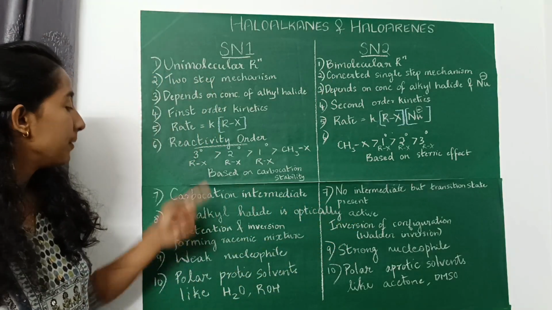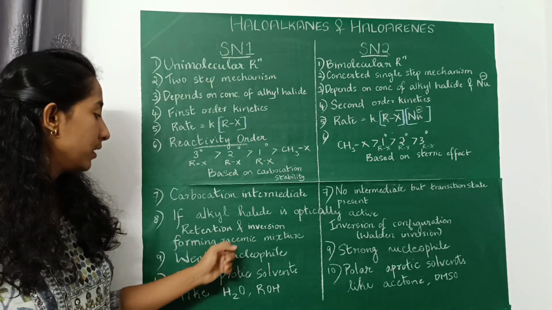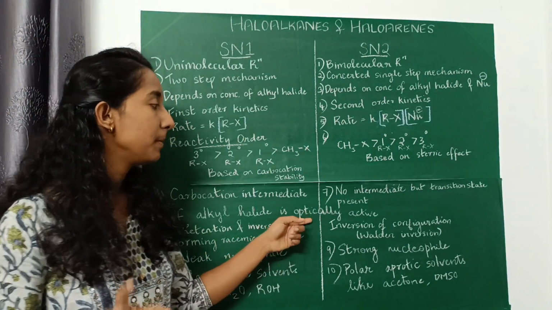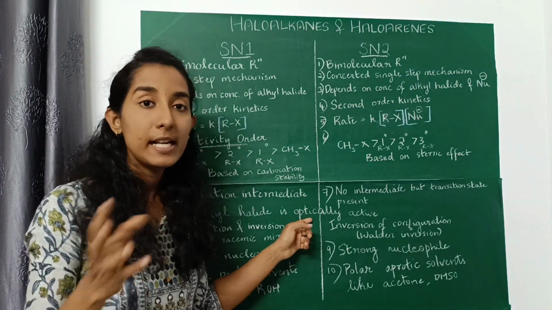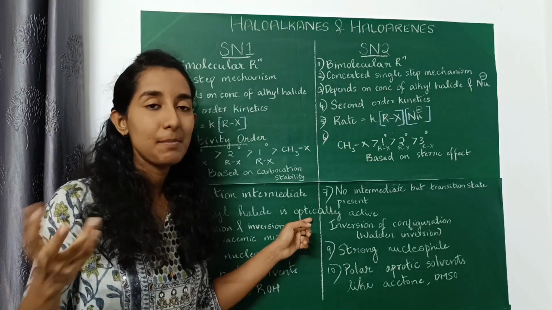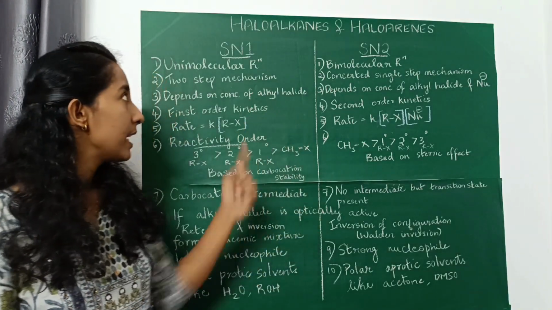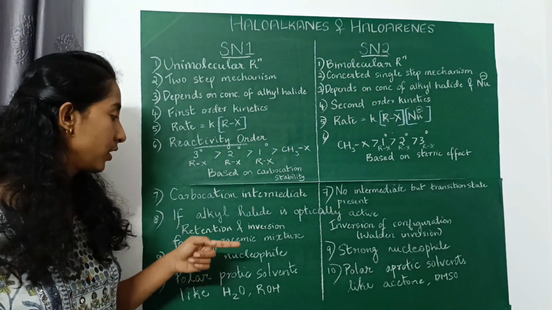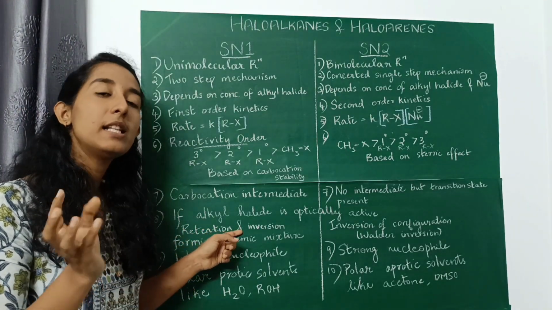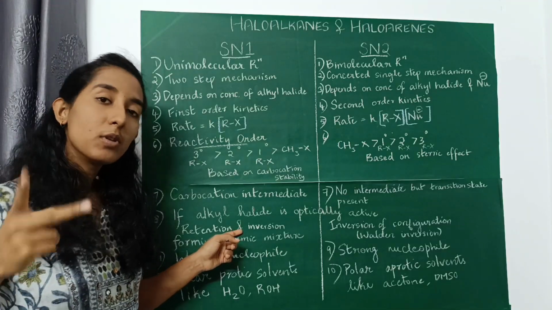Then for SN1, if the alkyl halide is optically active, retention and inversion of configuration take place, forming a racemic mixture. We will discuss optically active compounds in detail in the next video. Optically active compounds are compounds which can rotate plane polarized light. If the alkyl halide is optically active, in the case of SN1 there will be retention and inversion. The carbocation is basically a planar structure, so the nucleophile can attack from the front side or the back side. Both ways are possible.